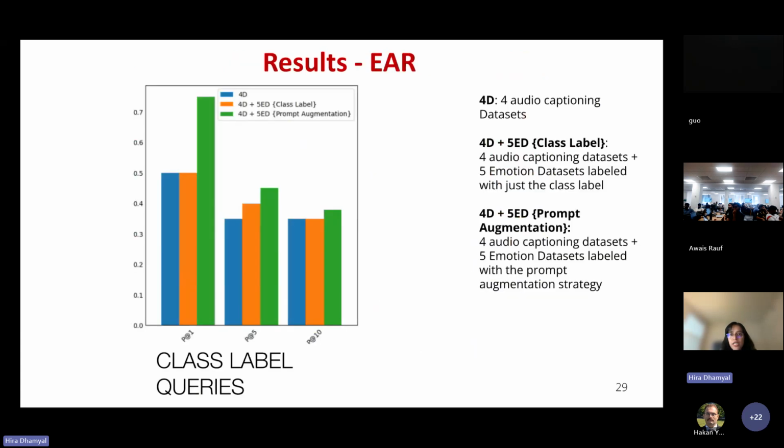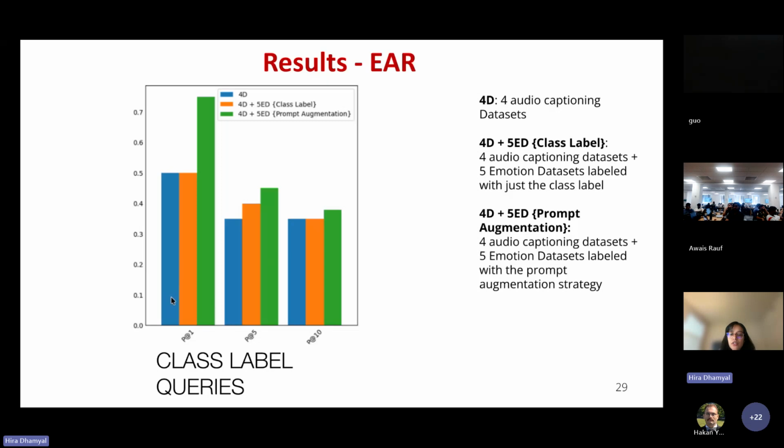Okay, so these are the two setups that we look into, and these are the results for the emotion audio retrieval task. Basically, on the x-axis, you have precision numbers. So precision at 1 means that I have a query, and I will just look at the topmost output of the model. Is that really what I asked the model to output? Does that match the query? P at 5 is we look at the top 5 and see how many of those top 5 outputs match what I asked the model to do. And similarly, P at 10 is we look at the top 10 outputs.